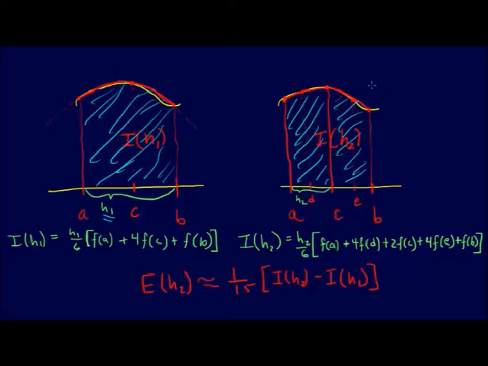So we do the composite Simpson, or the multiple application Simpson's 1/3 rule, and we can get an estimate for the integral of this, and we can call that I_h2, and we have I_h1. And just as we did in Richardson extrapolation, we can come up with an equation for the error based on the integral at h1 and the integral at h2. We come up with this equation for the error.